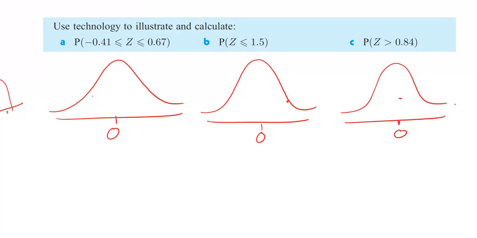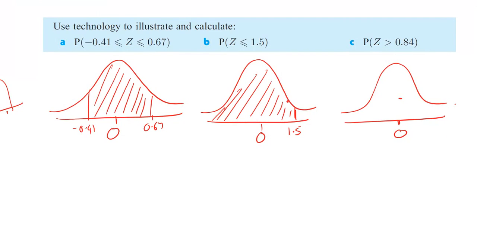So in this first example, if I was asked to make an illustration of this, I am looking at finding the probability or the area of that shaded section there. If I am looking at part B, then I am looking to find the probability of being less than 1.5. And if I'm looking at part C, I'm looking at the probability of being greater than 0.84. I'm looking for that probability there. So that is the illustrations of all three parts.